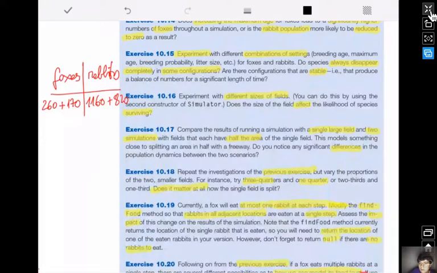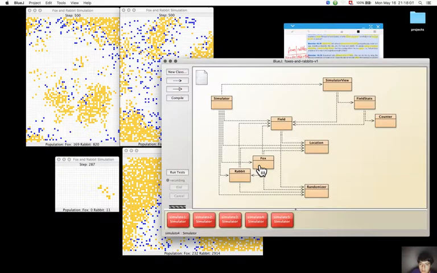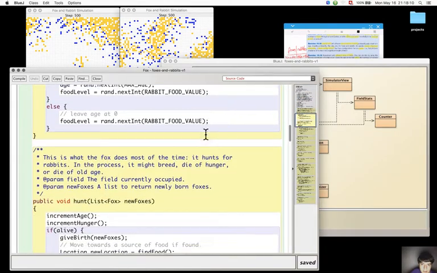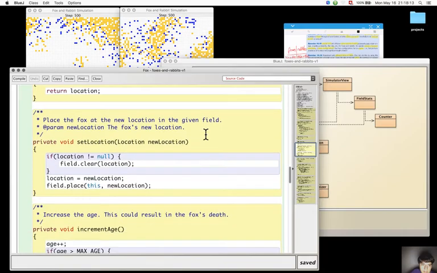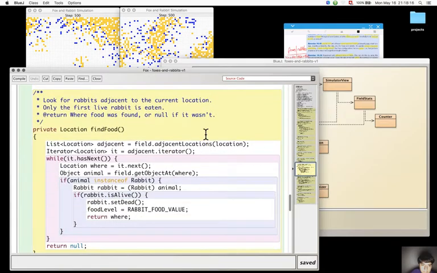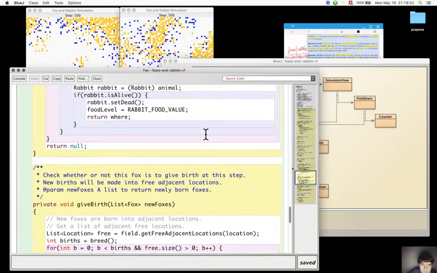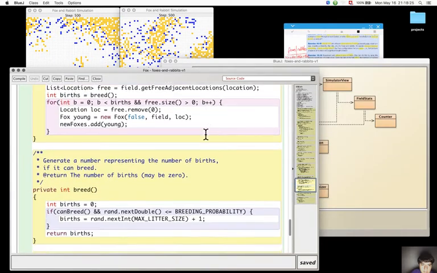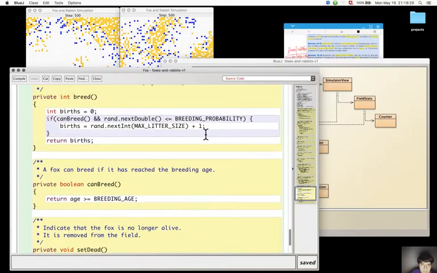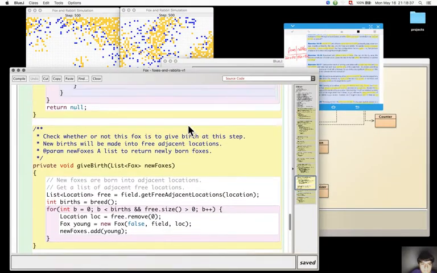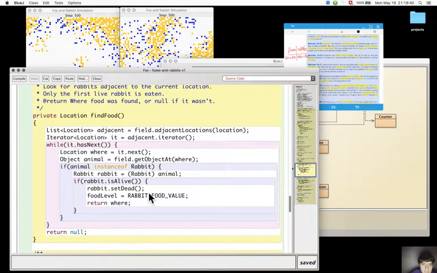Now, I want to allow the fox to eat all the adjacent rabbits in the find food, right? Which method should I change? The find food, yes. So find food.